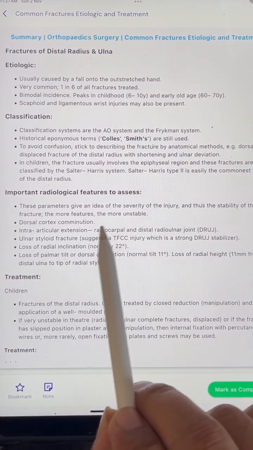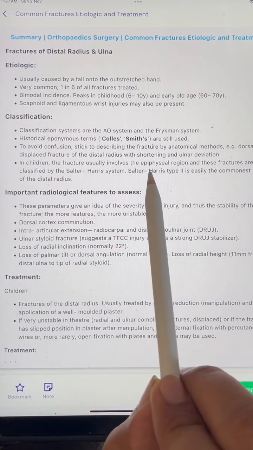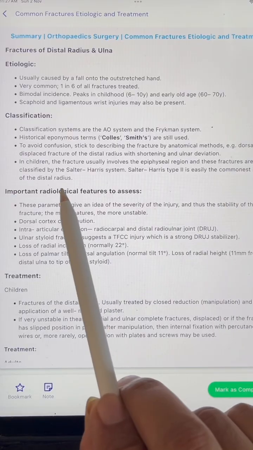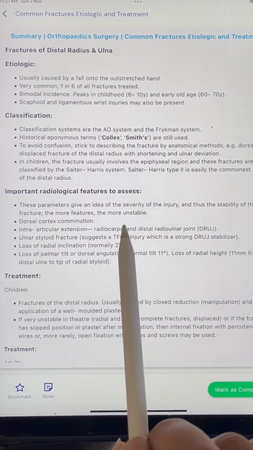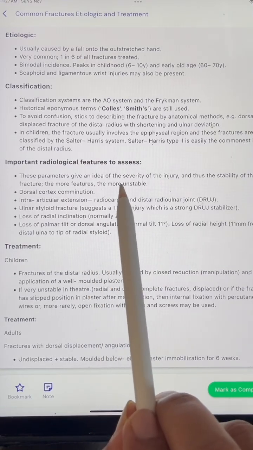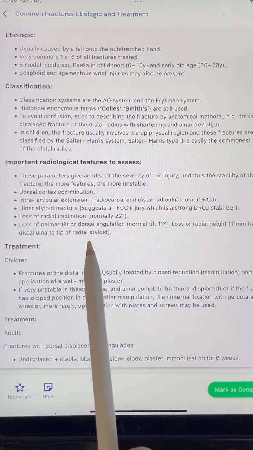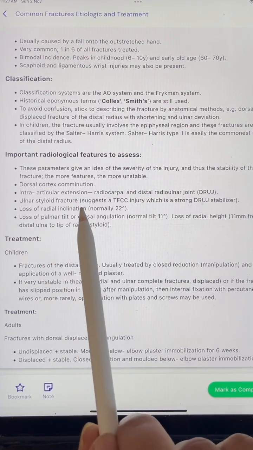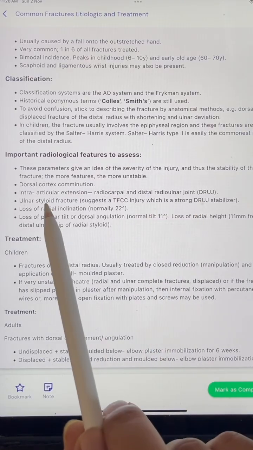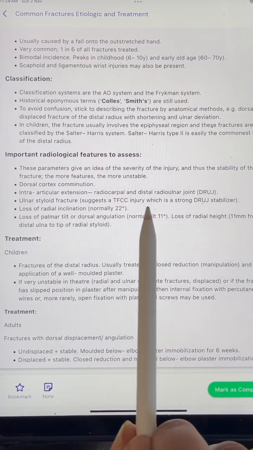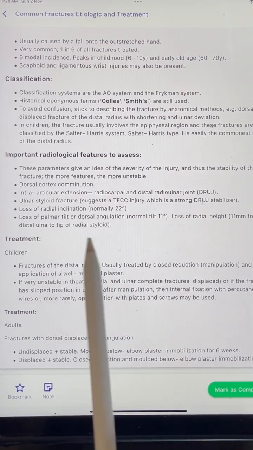An important radiological feature to assess: in children, the fracture usually involves the epiphysis region, and these fractures are classified by the Salter-Harris system. These parameters give an idea of the severity of injury and the stability of the fracture. Dorsal cortex comminution, intra-articular extension, radiocarpal or distal radioulnar joint dislocation, ulnar styloid fracture such as TFCC injury.